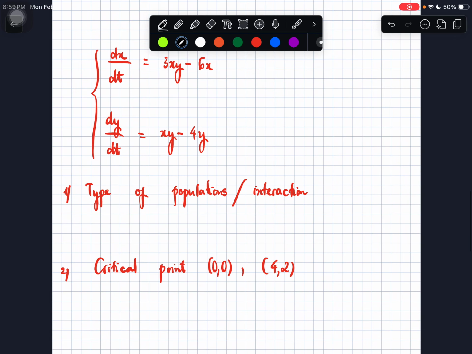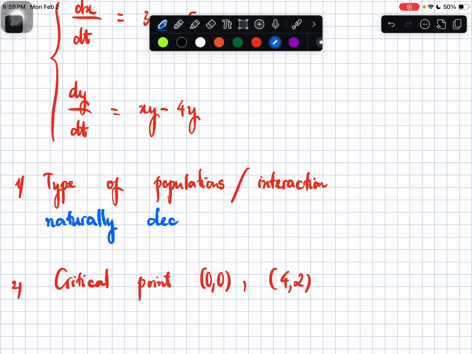We are given this system, and we need to check the type of the populations and the interaction. You see that the coefficients of x and y here are both negative, so the two populations x and y are both naturally decreasing. When they interact, the coefficients of the xy terms are 3 and 1, both positive.